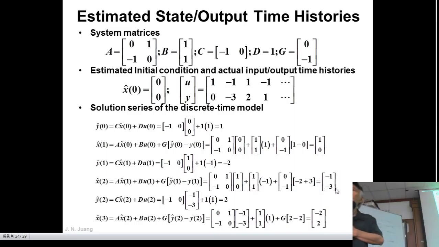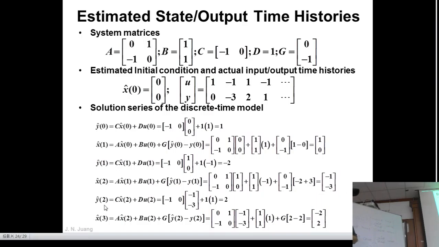And what is the true state? Check your notes. What is the true state? Minus 1, exactly the same thing. So it took 2 steps to get your estimate exactly the same as your true one. Only 2 steps. So you have only a 2-step error, that's steps 0 and 1. Starting from step 2, the X hat 2, you get exactly the same as your true one.